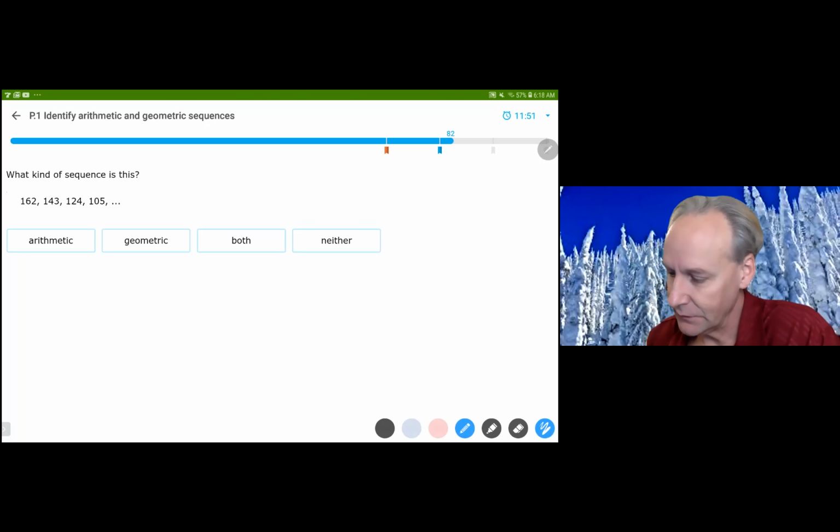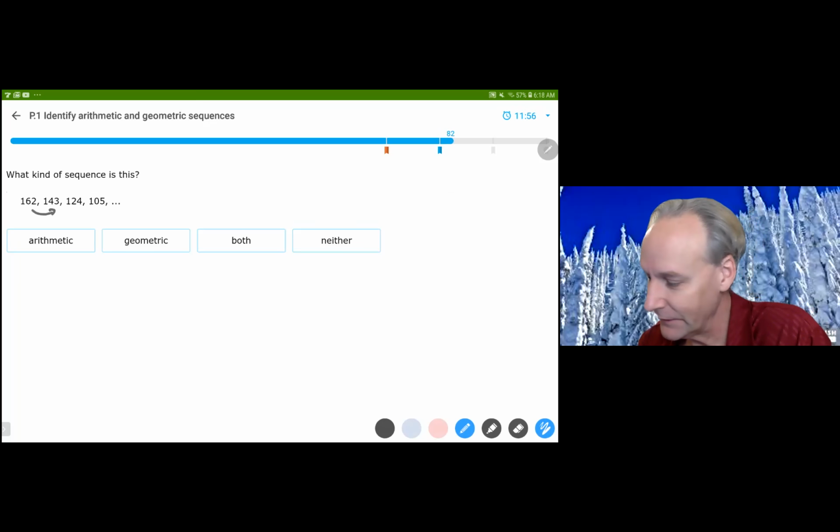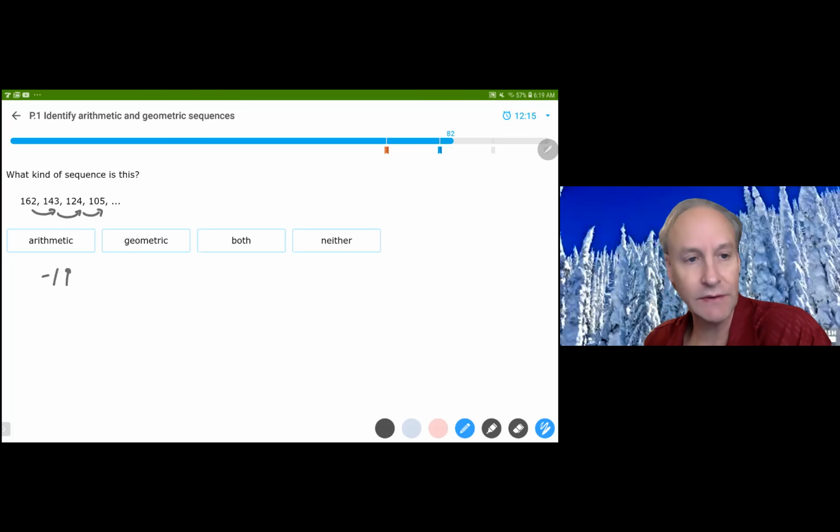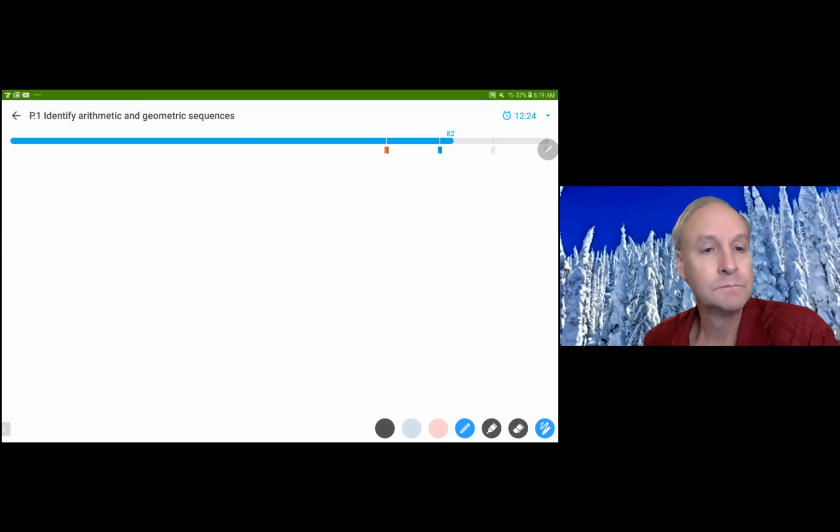Okay, 162 to 143, that is a difference of 19? I believe so. Nope. How about 20? No, 19. Yeah, 19, sure enough. And to 124 is 19, and 105 is 19. So we subtracted 19 every time. And that is arithmetic. It's really easy to make a mistake when you're not paying attention. But yep, that is a difference of 19 each time, arithmetic.